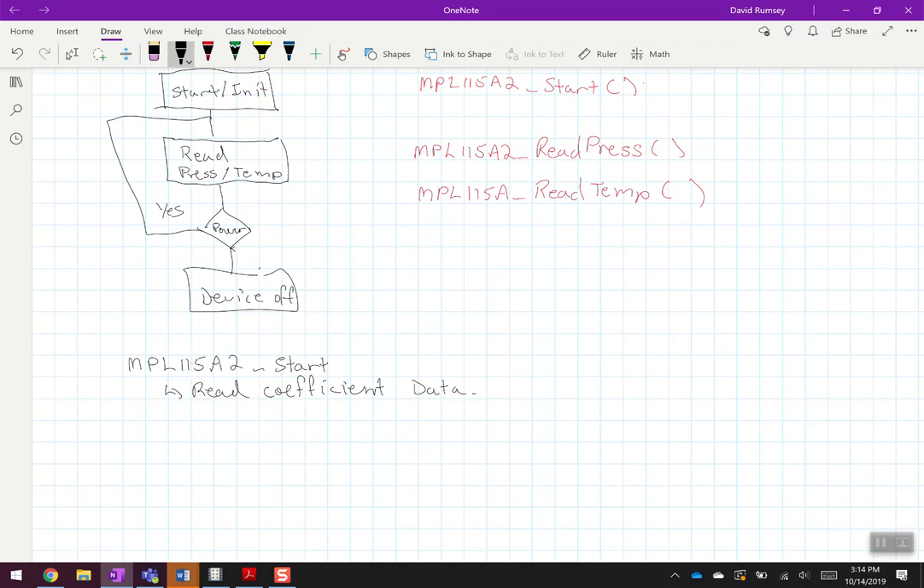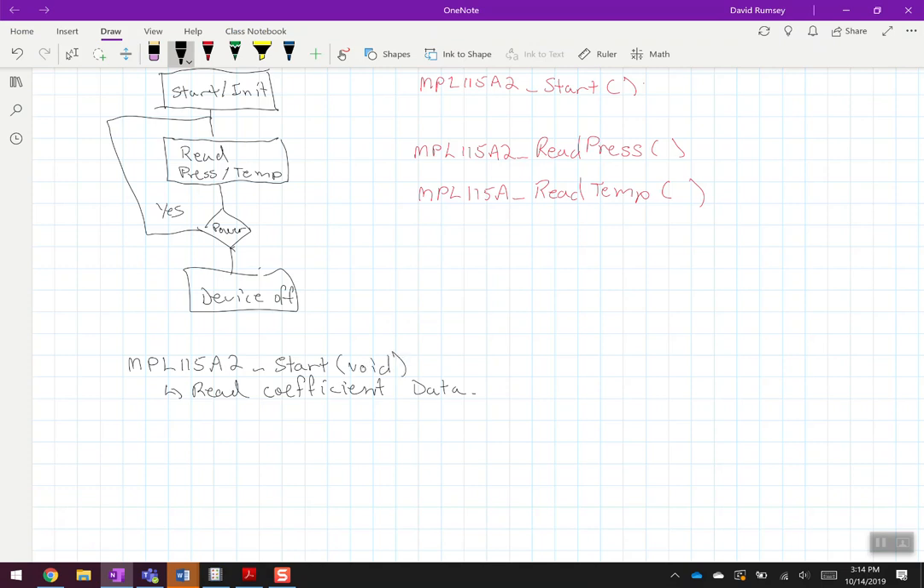And you might say, why don't I put that in the read press or read temp? Because I don't want to have to read the coefficient data every single time I do a measurement. I only have to read the coefficient data once, so I should put that in my start. If that's all I'm going to do here, is there any information that I need the user to provide me? And the answer is no, because I know what the device address is. It's 60.